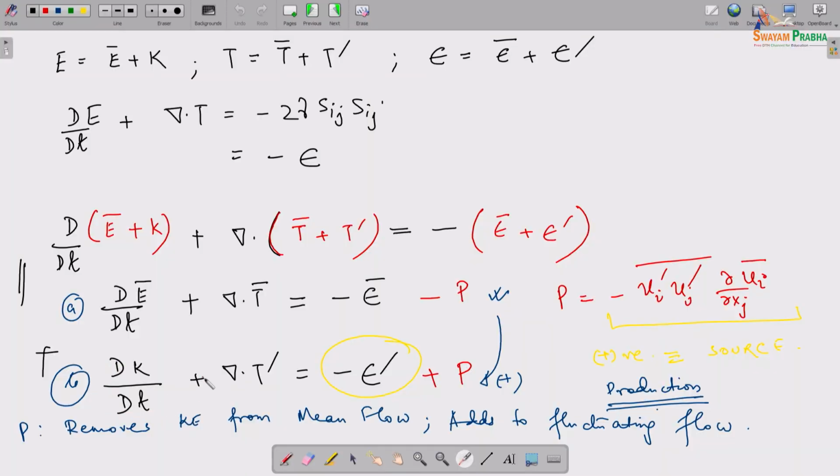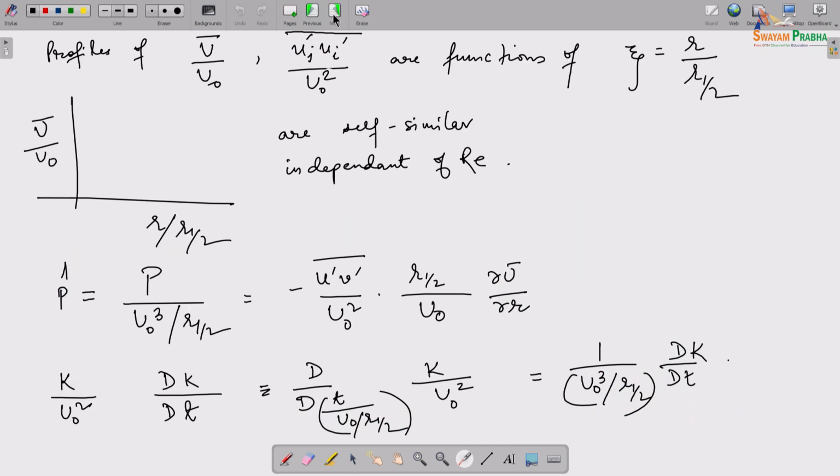So essentially, I found a scaling. It's such that you can take whatever values you want; they will all collapse into one plot. That's why they're self-similar. So if I look at this equation, you have the first term and you have the P. These all scale with u naught cubed by r half. Then what happens to this one? I would almost expect that this also will do the same, right?